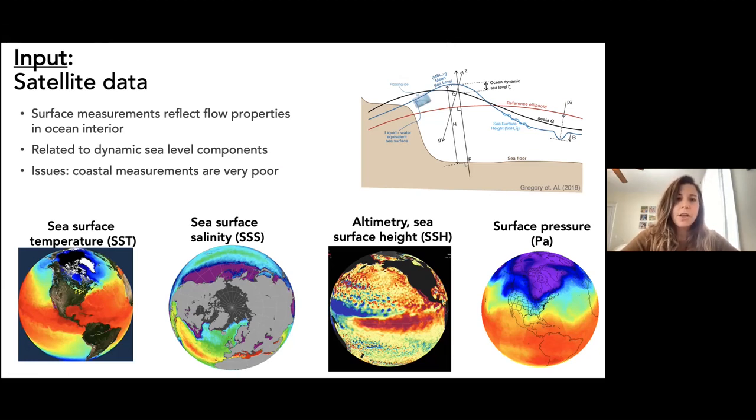but we know that they are related to sea level. And the main issue with these types of measurements is that they tend to be very poor along the coast. This is primarily because waves interfere with the signal, as well as the land and the way that the satellite measures the actual property. So we get great measurements, pretty accurate in the interior, but not so much along the coast.